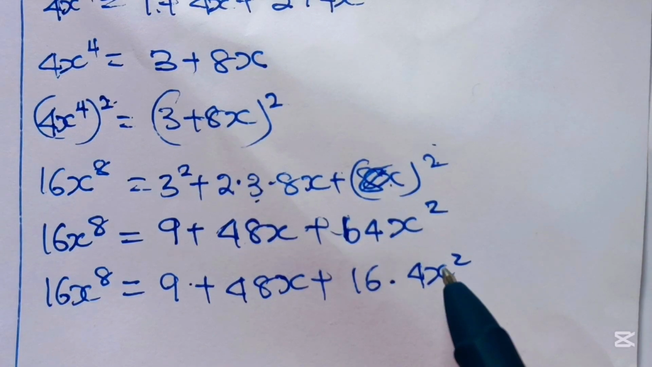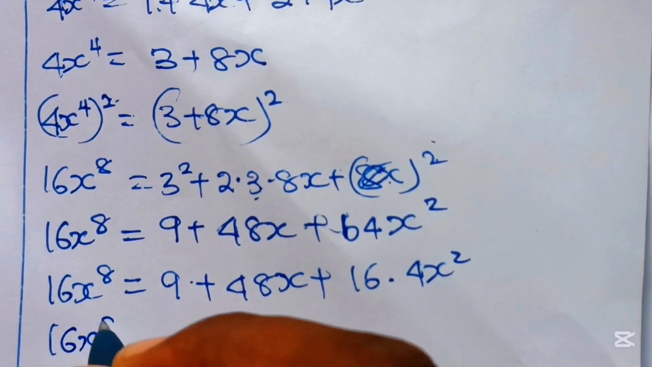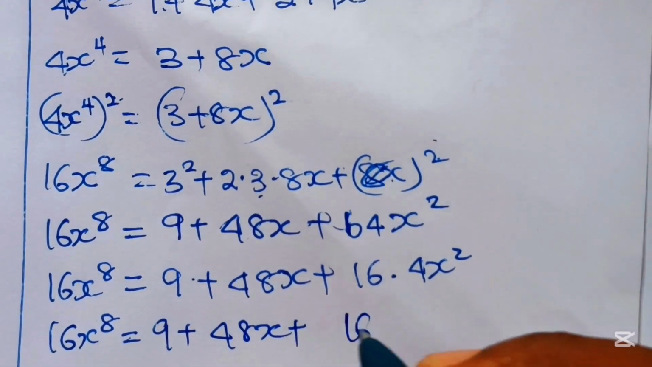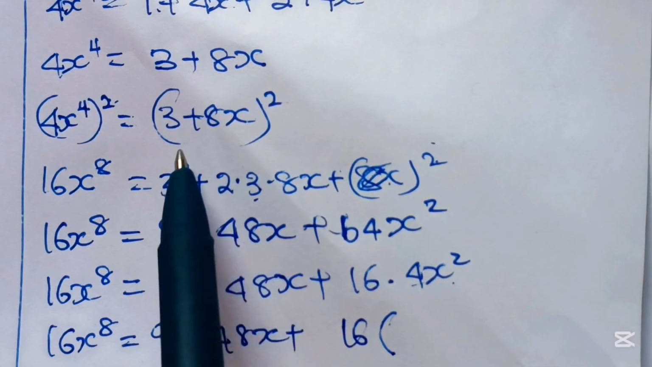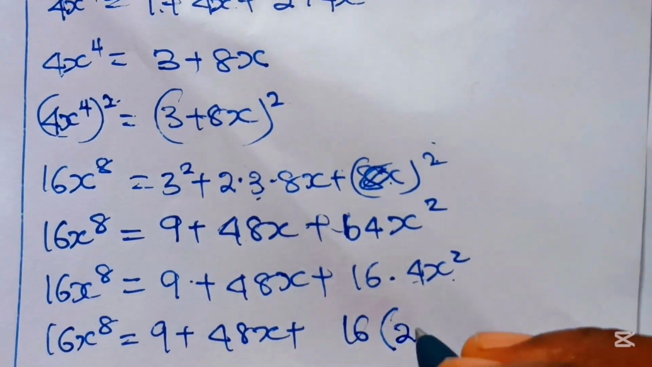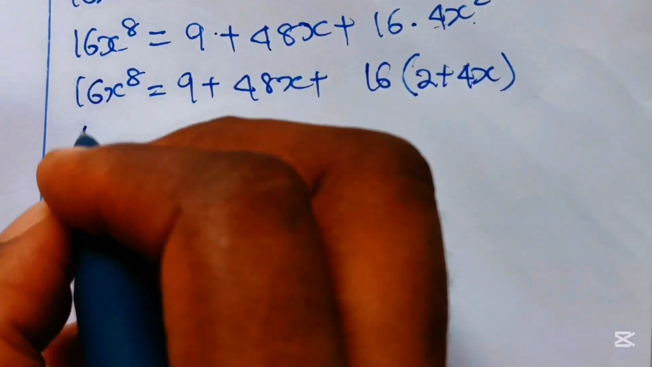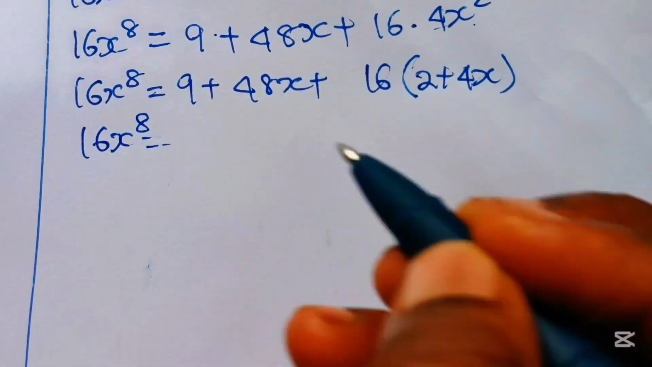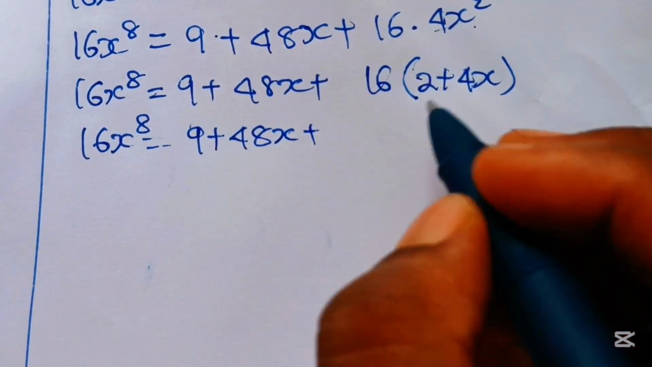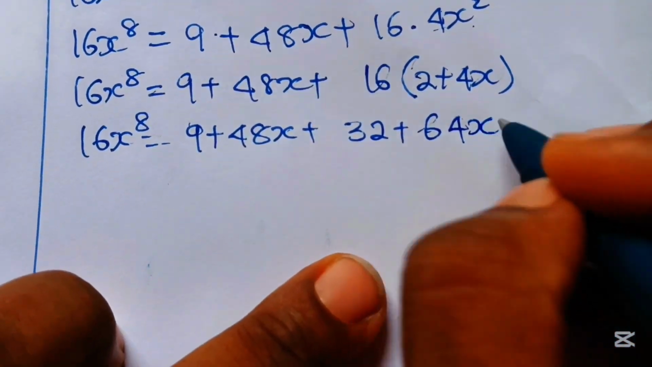If you don't, this equation will be hard to simplify. So that's why we keep simplifying it like that. So we have 9 plus 48x plus 16 multiplied by, now 4x squared is what? Our 4x squared is 2 plus 4x. Okay? All right. So we have 16x to the power of 8 is equal to 9 plus 48x plus 16 times 2 is 32 plus 16 times 4 is 64x.